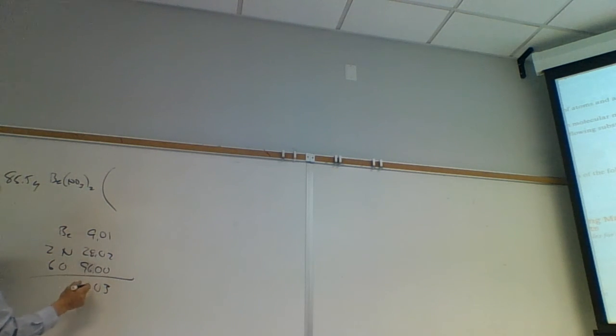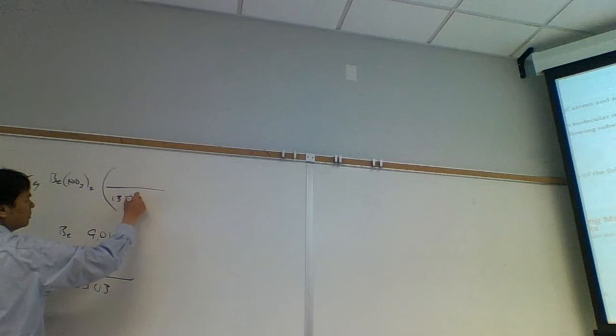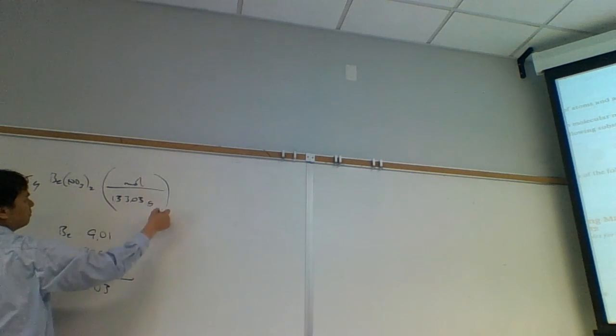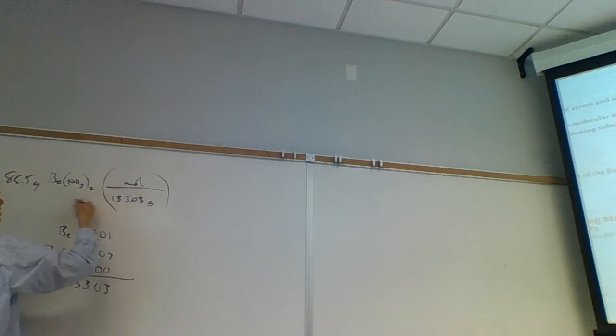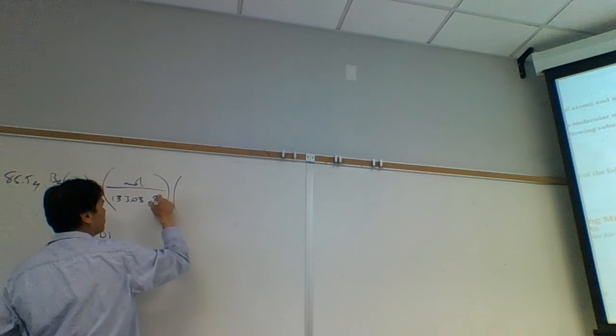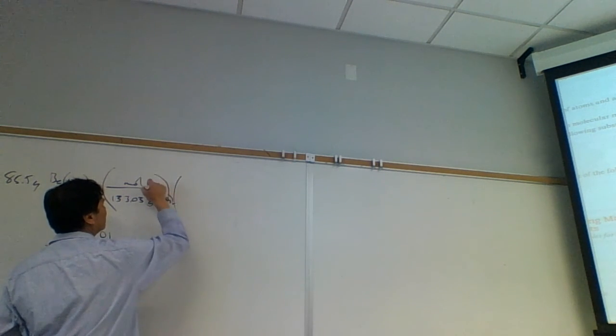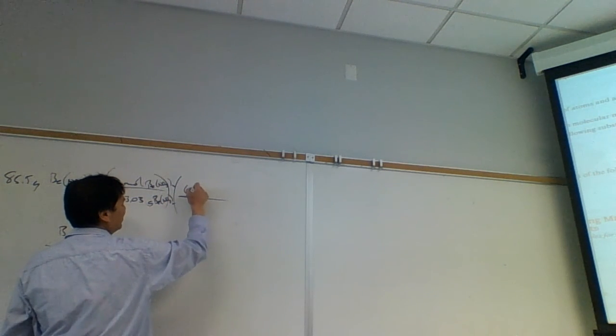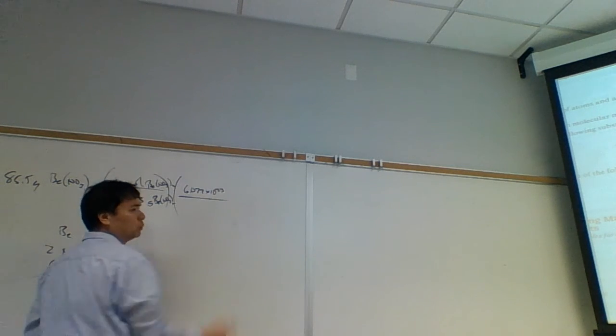That adds up to 133, right? 133.03. I'd double check it. Okay, that's right. 133.03 grams per mole of beryllium nitrate. Grams cancel out, leaving moles of beryllium nitrate. This is just for beryllium nitrate, so really I should write that down here. This isn't for everything. And then we have 6.022 times 10 to the 23rd, what?